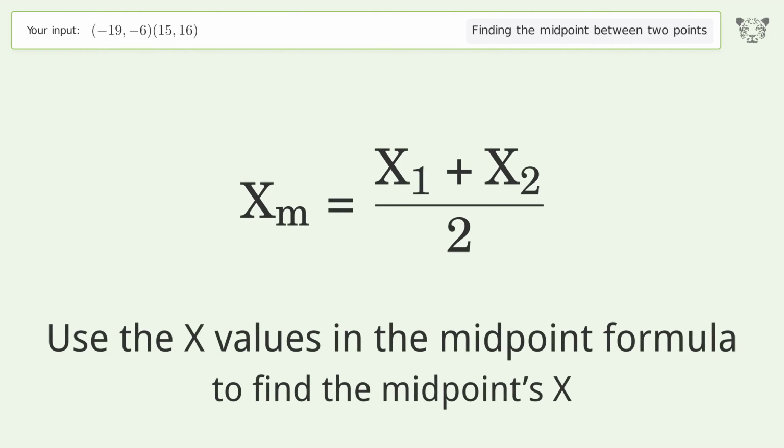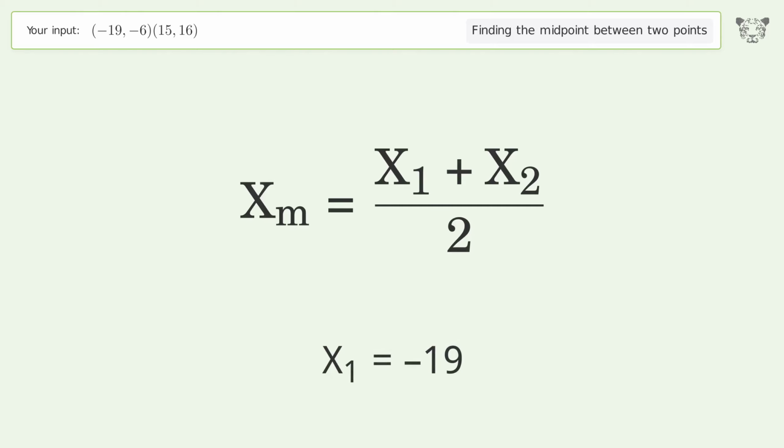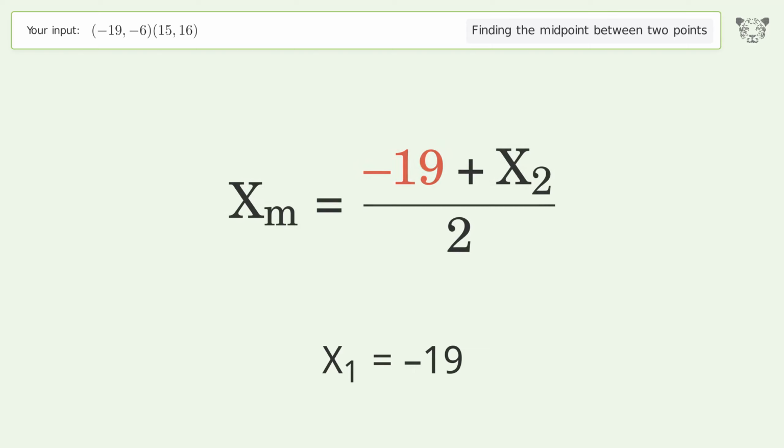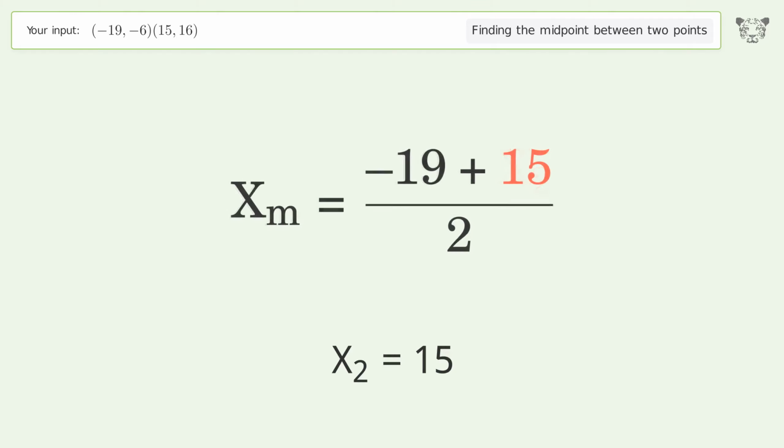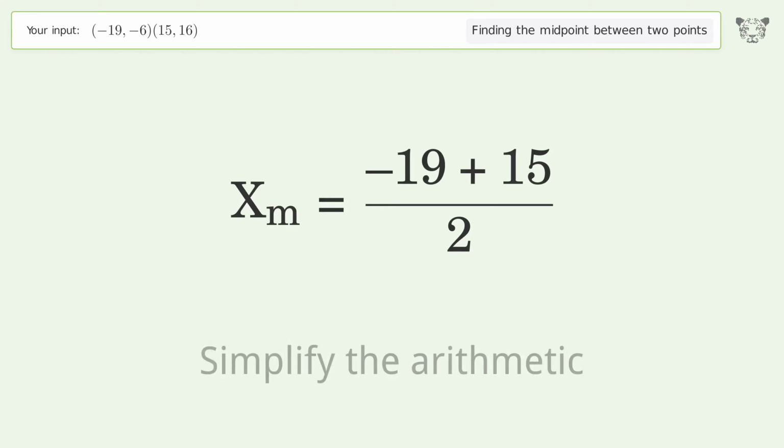Use the x values in the midpoint formula to find the midpoint's x. x1 equals -19. x2 equals 15. Simplify the arithmetic.